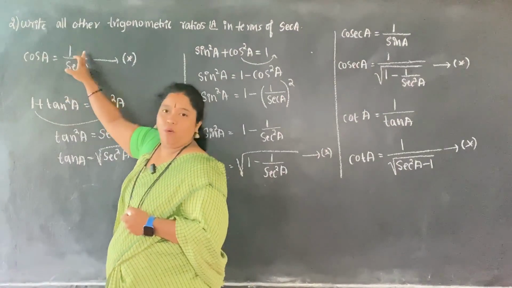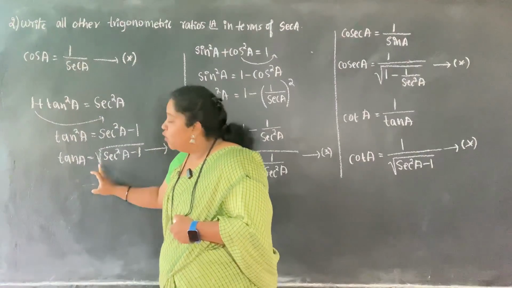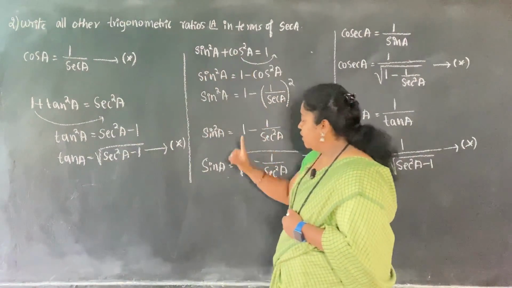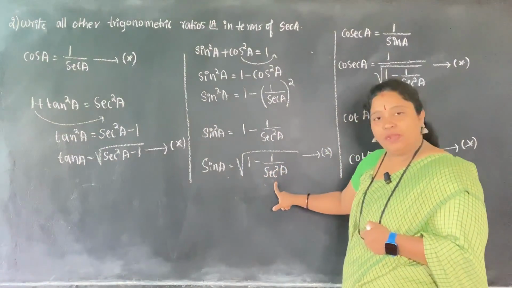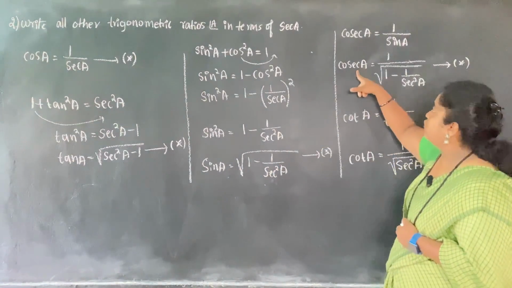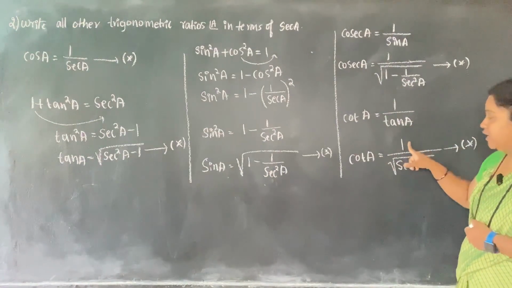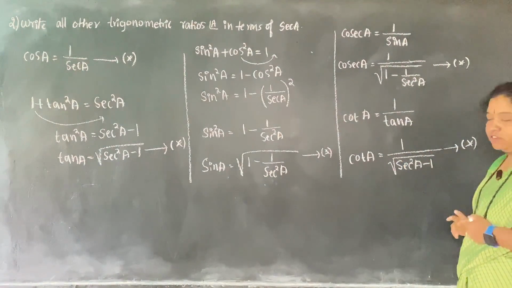See, cos A is 1 by sec, tan is root of secant square A minus 1, and in terms of sine we have root of 1 minus 1 by secant square A. In terms of cosec we have 1 by root of 1 minus 1 by secant square A. Cot is 1 by root of secant square A minus 1.